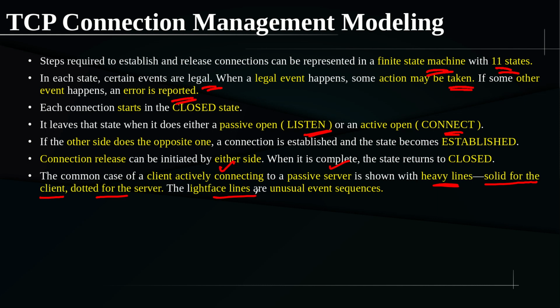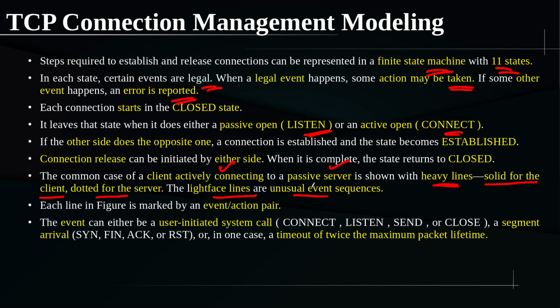The light lines are used for some unusual events like simultaneous open and FIN plus ACK together, and something we have already seen. Each line in the figure is marked by an event and action pair. The event can be a system call like connect, listen, send, close, or something being received, like a SYN received, FIN received, ACK received. Or in case of a timeout, the timeout occurring could be the event, right? So please link it with the figure.